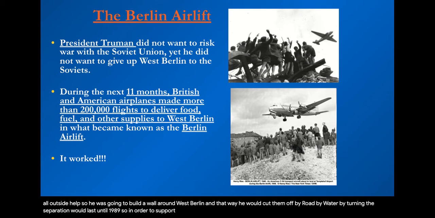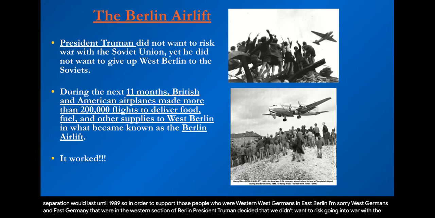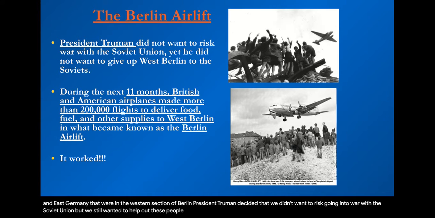In order to support those people in the western section of Berlin, President Truman decided that we didn't want to risk going into war with the Soviet Union, but we still wanted to help out these people who were trapped by the Berlin Wall. So during the next 11 months or so, the British and American airplanes would fly over the city of West Berlin and they would drop off food, fuel, and other supplies to the citizens of West Berlin. This became known as the Berlin Airlift.